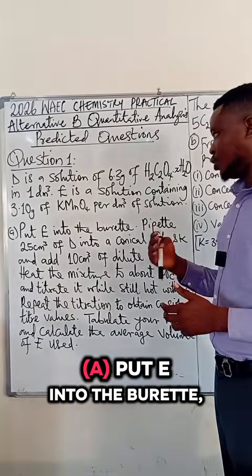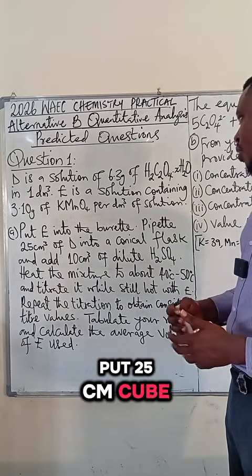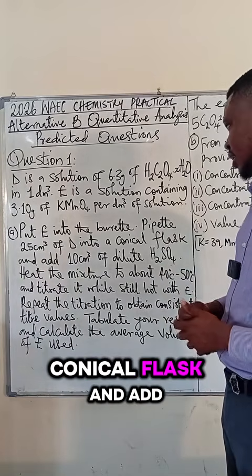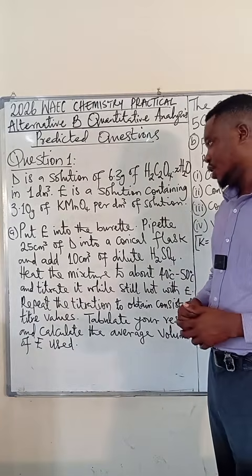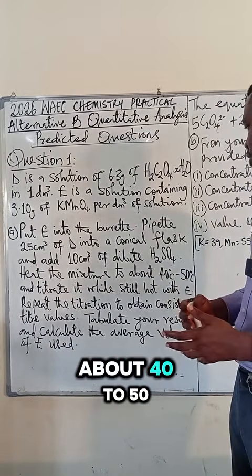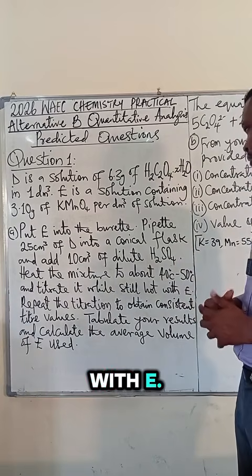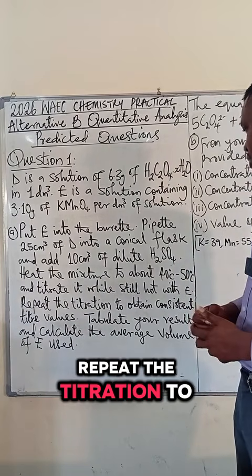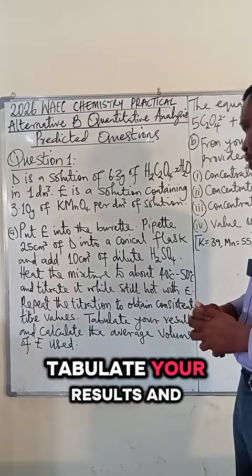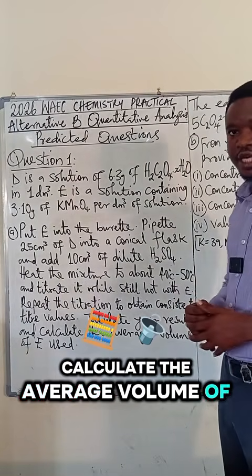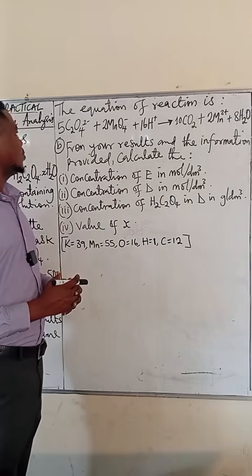A. Put E into the burette, pipette 25 cm cube of D into a conical flask, and add 10 cm cube of dilute H2SO4. Heat the mixture to about 40 to 50 degrees Celsius and titrate while still hot with E. Repeat the titration to obtain consistent titre values. Tabulate your results and calculate the average volume of E used. The equation of reaction is as follows.